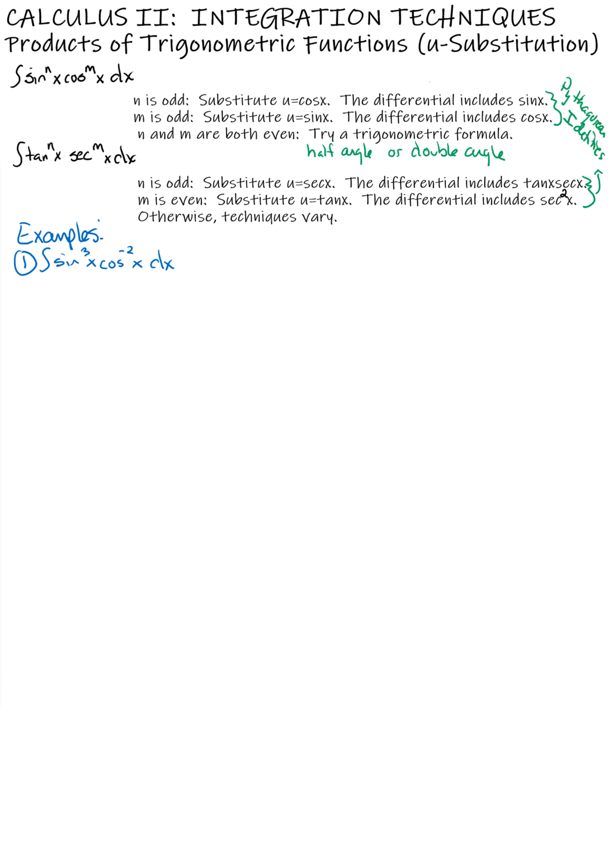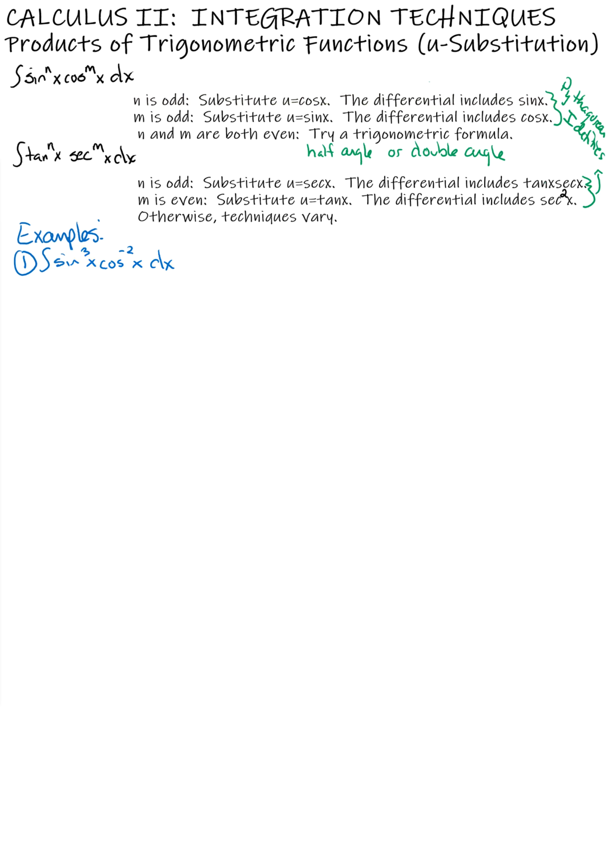All right, well, let's dive in and take a look at an example. Let's try the integral of sine cubed x times cosine raised to the negative 2 of x dx. Well, first thing I notice is that I'm looking at sine having an odd exponent, so we're going to be looking at that first case there.